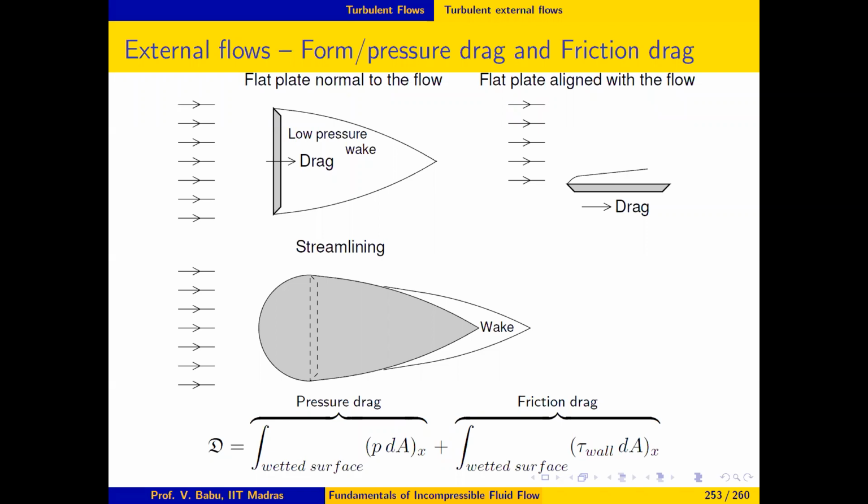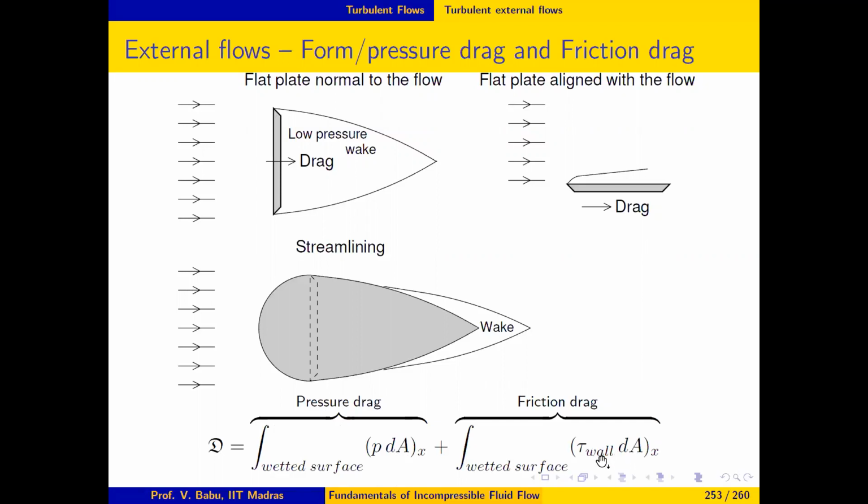We start this lecture by reviewing the concept of form or pressure drag and friction drag that was discussed earlier in connection with the laminar external flows. So you can see here that pressure drag on an object is due to pressure forces taken in the x direction. Here we assume that the main flow is in the x direction. So the component of the pressure force which acts normal to the surface taken in the x direction integrated around the entire wetted surface is pressure drag.